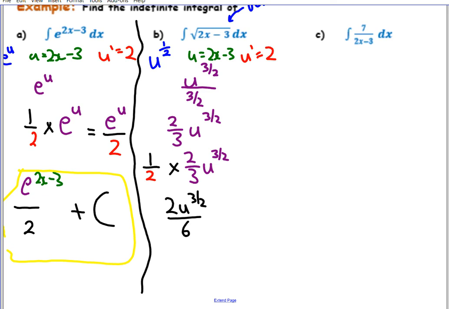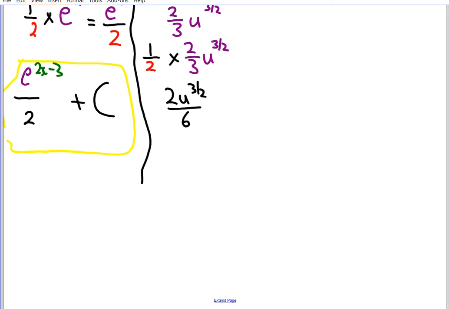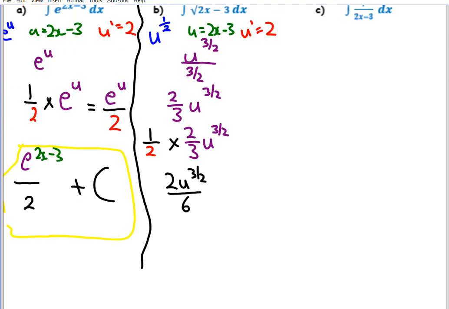That simplifies to 1/3. Yeah, we need to simplify it. And we also need to do one more thing: we have to sub in the u. So 2/6, what does that simplify to? 1/3. So you could simplify it this way if you want, 1/3, just for your working out. Or just write equals u to the 3/2 over 3.